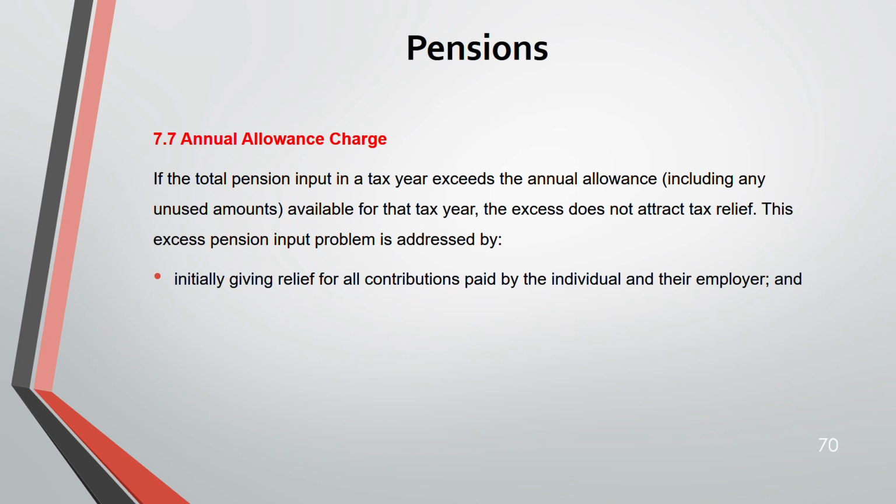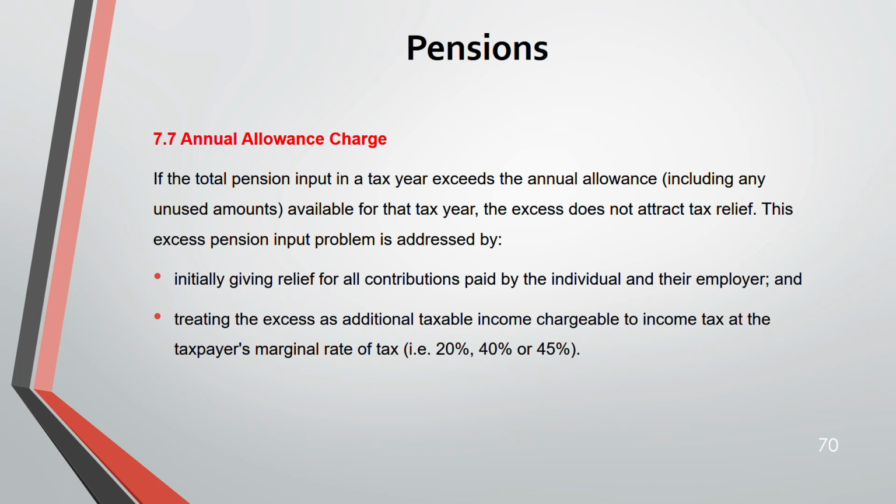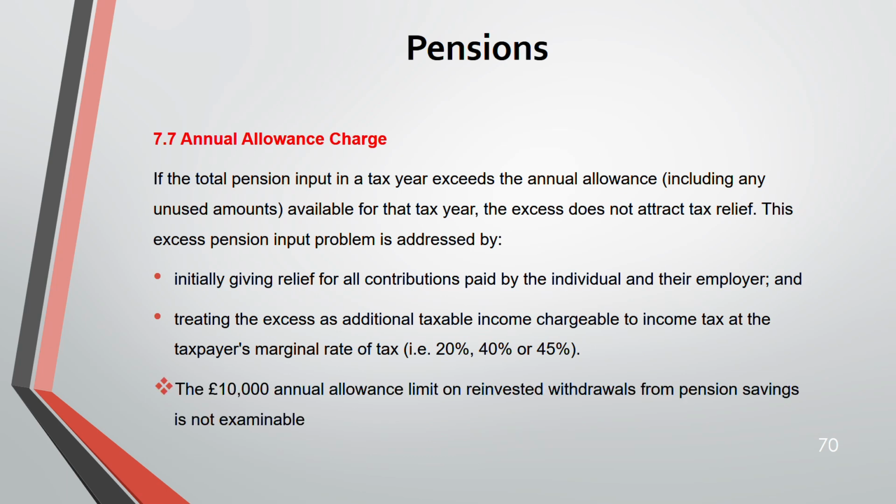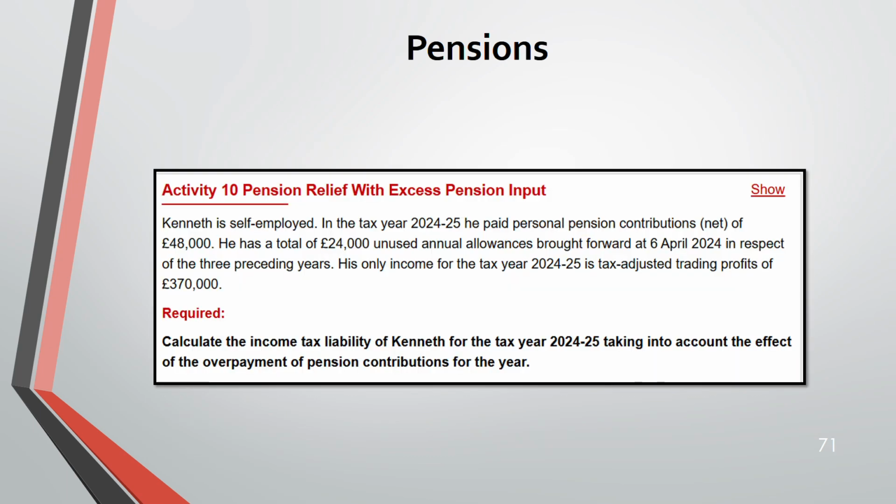Initially, giving relief for all contributions paid by the individual and their employer. So initially you will be given the relief for the contributions, whether by the employer or the employee, but the excess will then be taxed as an additional taxable income at 20, 40 or 45%. Okay, there's a 10,000 annual allowance limit which will not be asked from you. Now, activity 10, where we have excess. So how you deal with that excess is explained in activity 10. Now we'll go through activity 10.